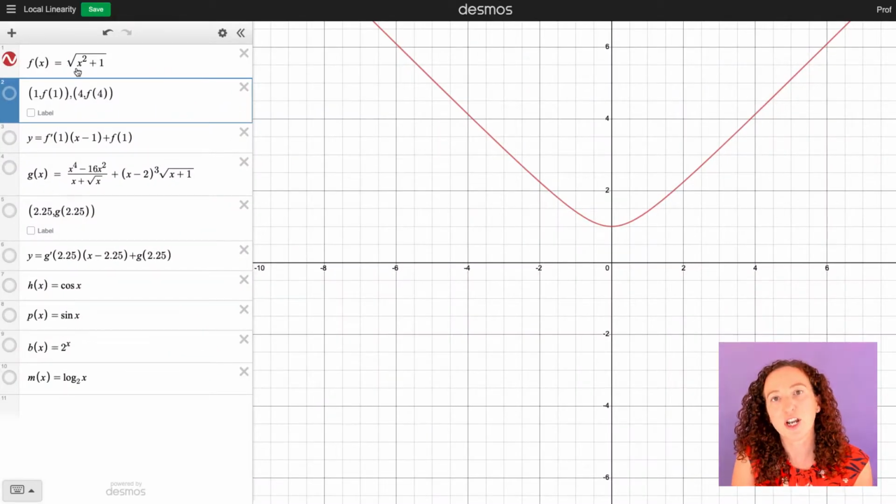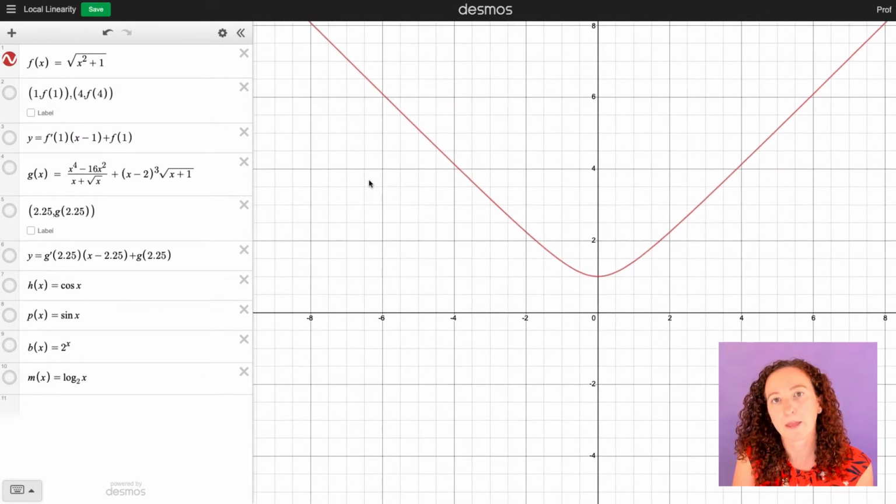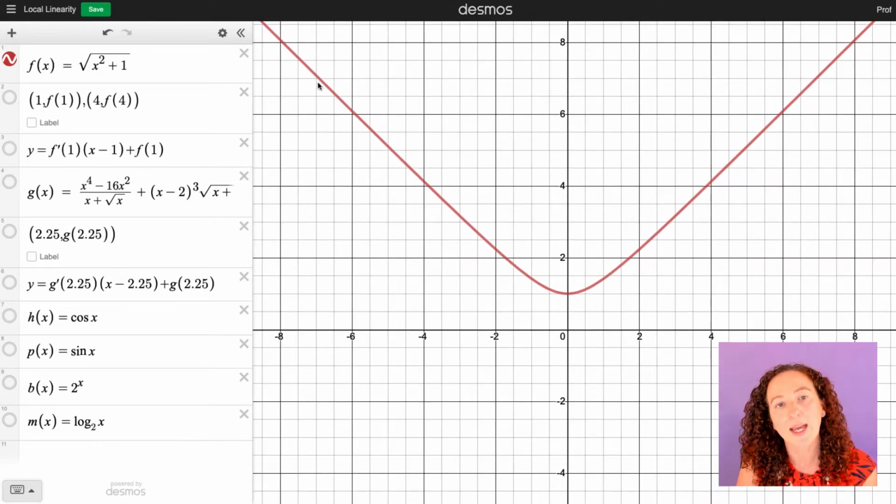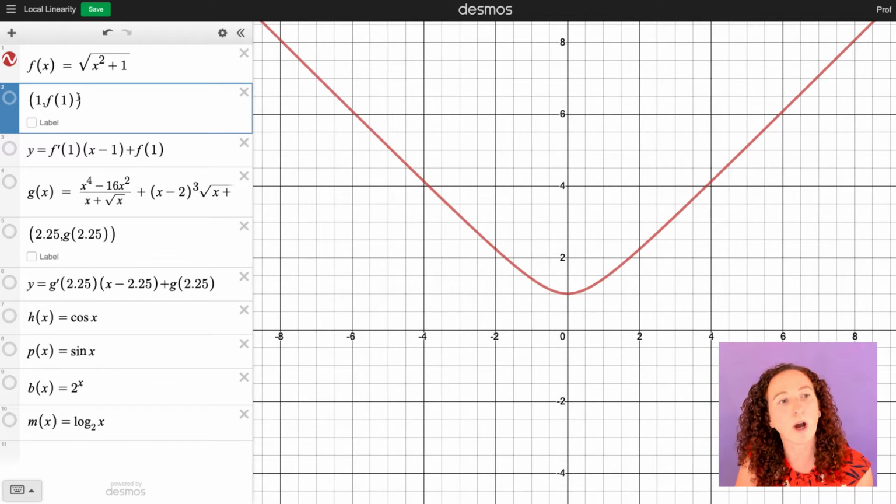So I have my function f of x already graphed here. Actually, let me put on projector mode so that it is nice and big. There we go. So I have f of x graphed here. And when I say that the function is locally linear, what that means is I can pick a point along this graph, and if I was to zoom in at that point, I would eventually get a line. So I'm going to go ahead and take the point 1, f of 1. It's the point right here. I'm going to go ahead and label it.